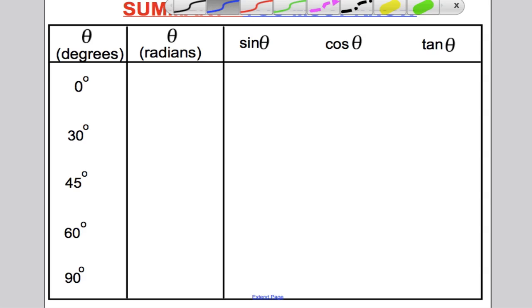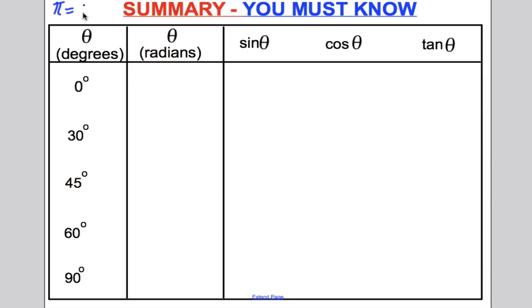Now, firstly, you know we said that pi was the same as 180 degrees. So pi radians is the same as 180 degrees. So you need to know the values of sine, cos, and tan for these degrees. What are the radians of these? Well, that's clearly 0 radians. 30 degrees would be pi by 6 radians. 45 degrees would be pi by 4 radians. 60 degrees would be pi by 3 radians. And 90 degrees is the same as pi by 2 radians.